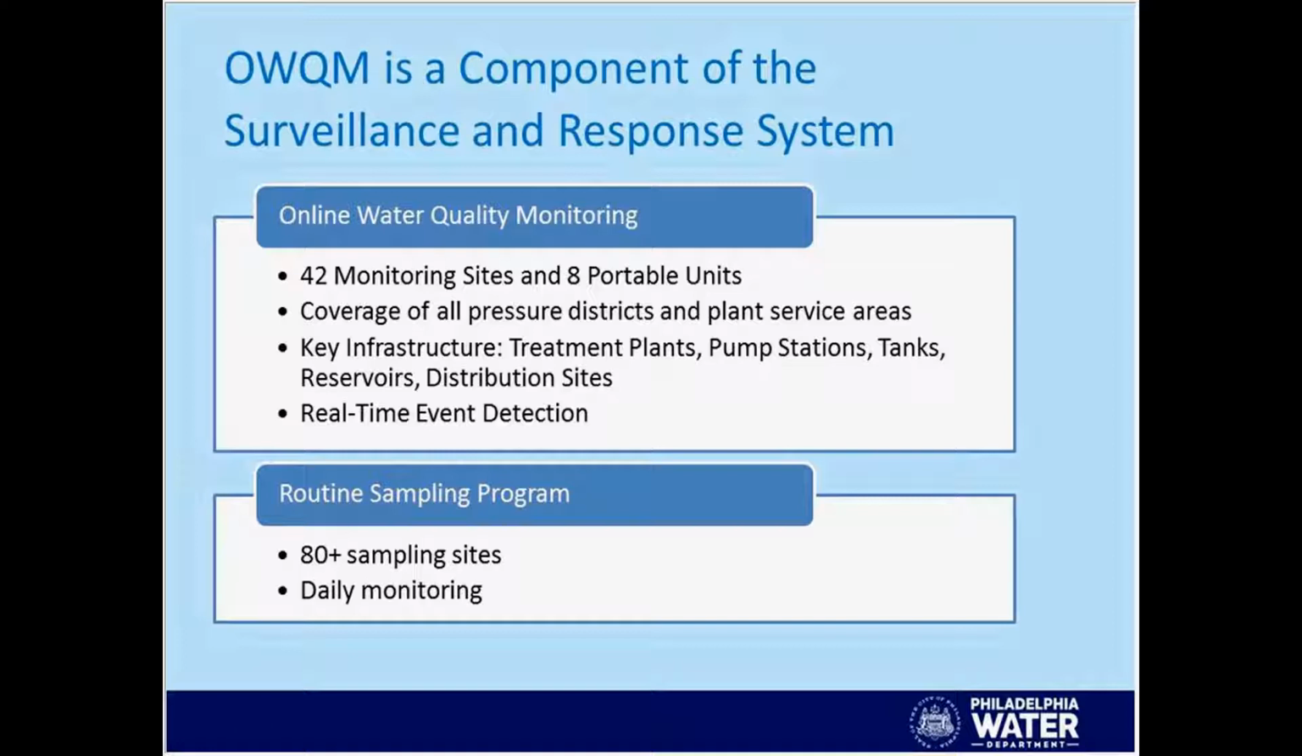This provides real-time event detection. We have continuous data flowing, 2-minute polling rates, and in addition, we have our routine sampling program, which consists of about 80-plus sampling sites, and some of those sites, grab samples are collected daily. So in addition to the key infrastructure locations, we also superimposed our additional OWQM sites based on our routine sampling sites. So we could do comparative analysis of what the sensor data is reading and compare it to laboratory analysis of the grab sample data.